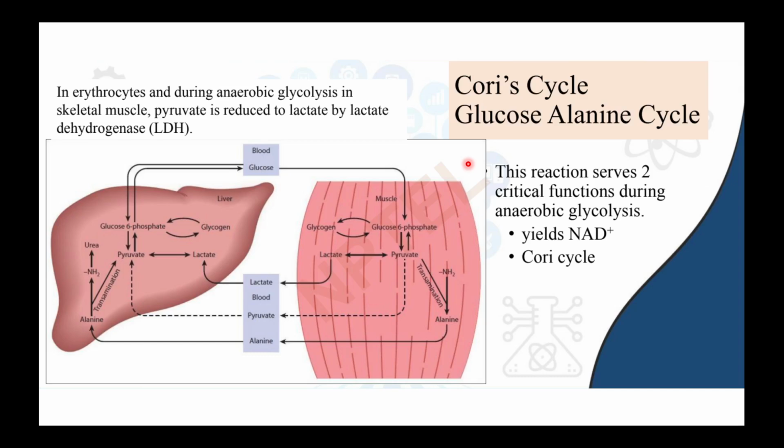Okay, so this reaction serves two critical functions during the anaerobic glycolysis. It yields NAD plus. So when lactate dehydrogenase converts pyruvate to lactate, it yields one NAD plus molecule, and then this lactate gets converted back to glucose, that is the Cori cycle.